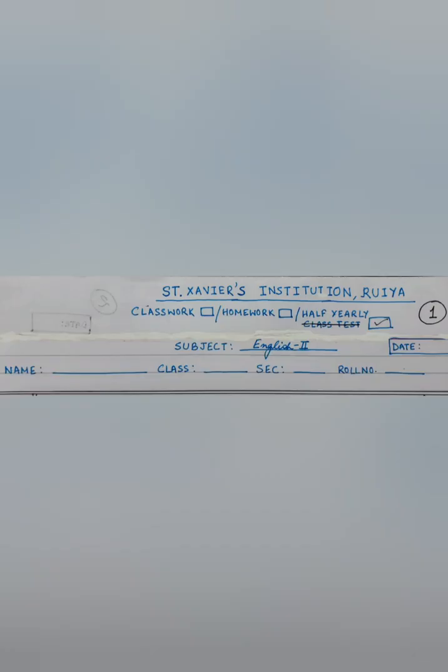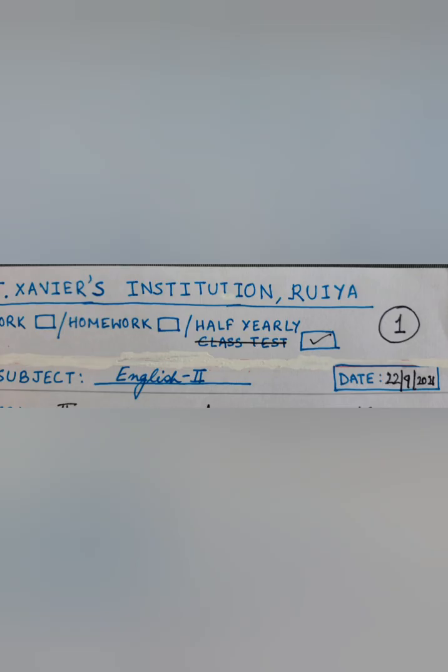As you can see in this picture, children, on top of your note sheet, you will find three options: classwork, homework, class test. You have to strike off the class test option and there you have to write half yearly on top and put a tick mark in the box. Then write the date of the examination as shown in the picture.